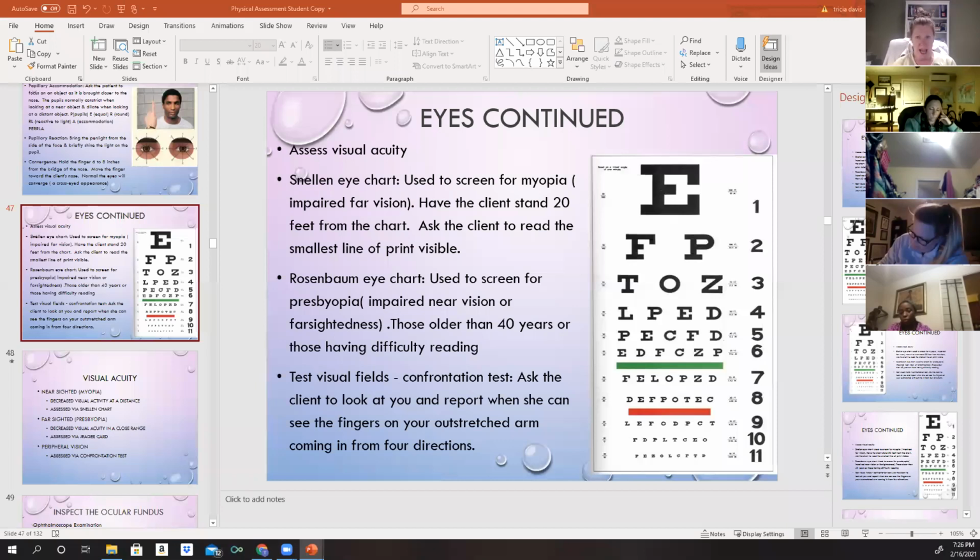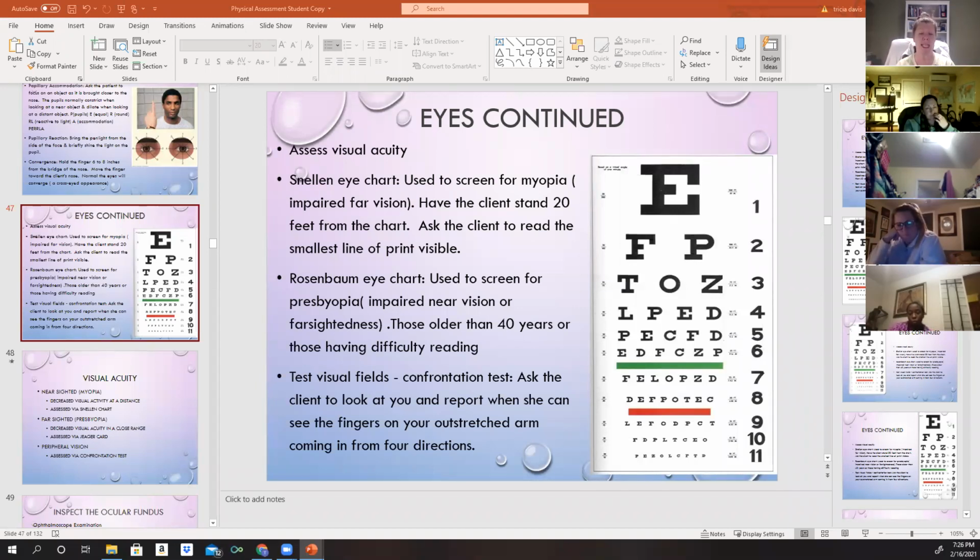So, eyes. Assessing visual acuity. If you are assessing someone's visual acuity, you're going to use the Snellen eye chart. You would have the patient stand 20 feet from the chart and ask the patient to read the smallest line of letters possible, first with both of their eyes, and then covering up one eye and doing it one eye at a time. Then you note whether the patient's vision is being tested with or without corrective lenses. So do they have their eyeglasses on?